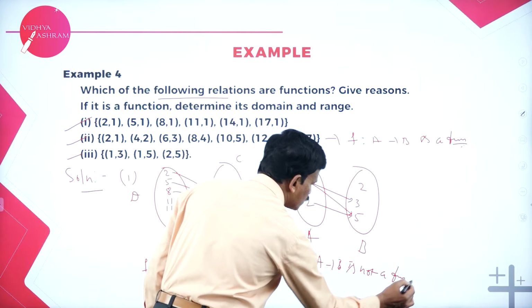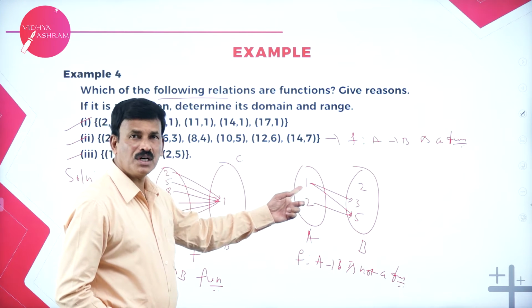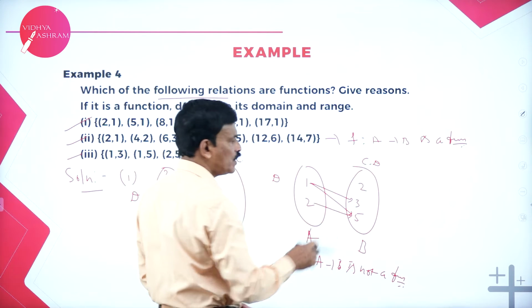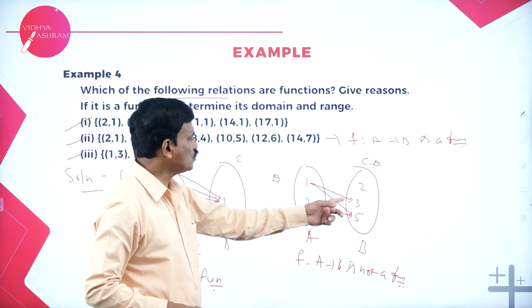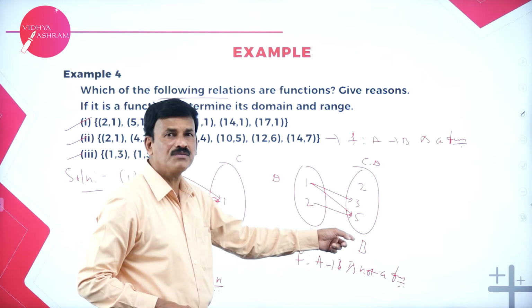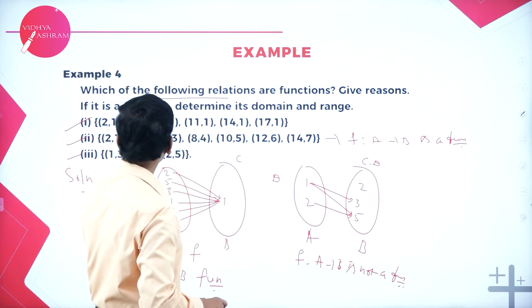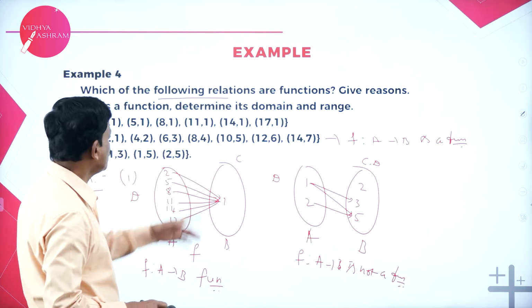This is not a function because the element 1 is related, this is the domain and the codomain, the element 1 is associated with two elements of the codomain, that is 3 and 5. Therefore this is not a function. Now what is to write? Determine its domain and the range.